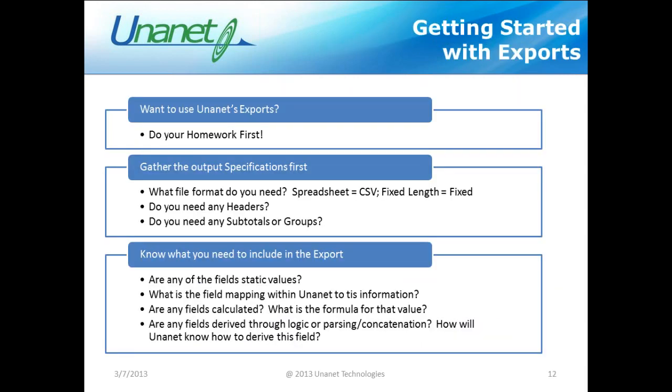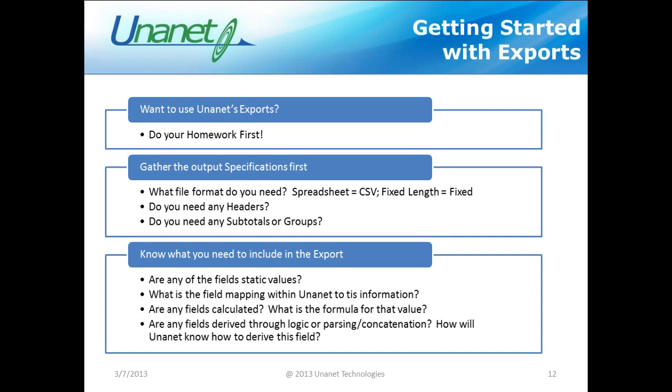So when you're trying to get started with building your own export template, there's a couple of things that you'll need to do your homework first. The first thing that you need to do is understand what your specifications are. So you need to know if you would like to create a spreadsheet using that CSV file format, or if you need to create a fixed length file. You'll need to understand if you require in that output some kind of header, any type of subtotals or groups, because that will define ultimately what your export template looks like.